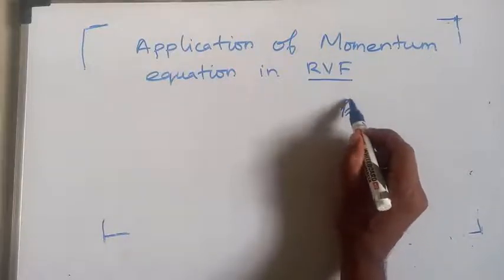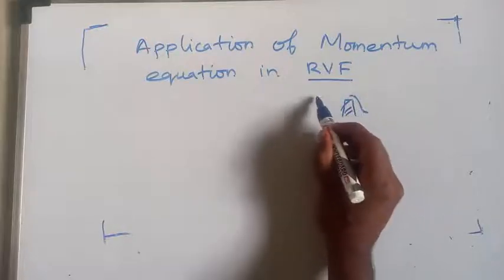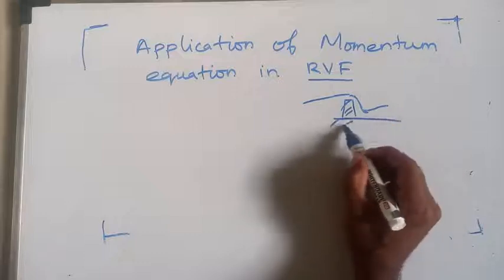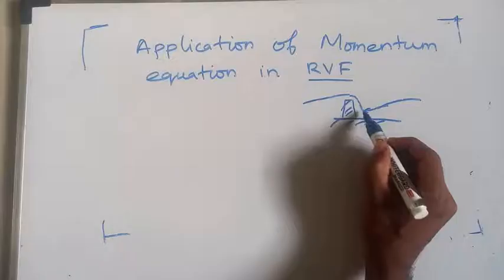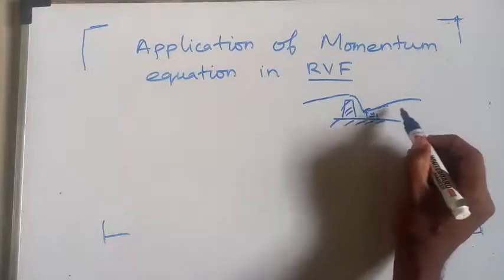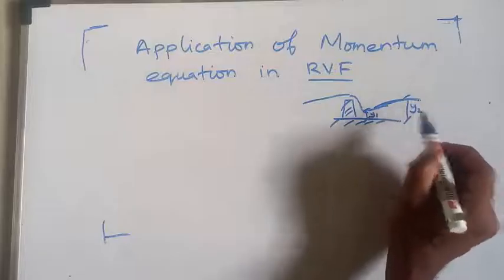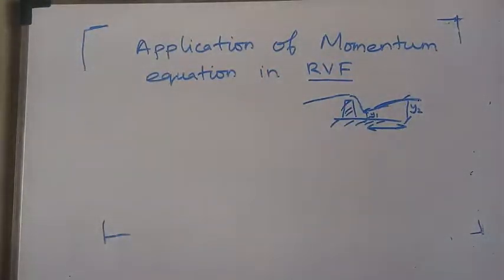if I construct any dam, if flow comes out, then its depth increases rapidly. Here depth is y1, but here depth will become y2 within a short distance. Within a short distance, if depth of flow increases rapidly, then that is called rapidly varying flow.